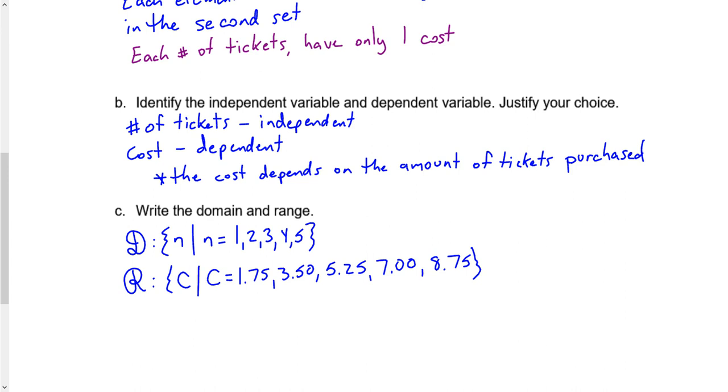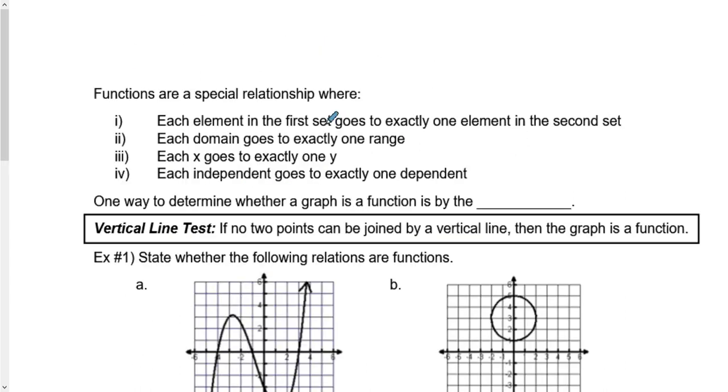Now let's look at how this stuff is related in graphs. Oh, actually, no, I put it right here. Perfect, I have it summarized here. Functions are special relations where each element of the first set goes to exactly one element of the second set. Each domain goes to exactly one range. Each x goes to exactly one y. Each independent goes to exactly one dependent.